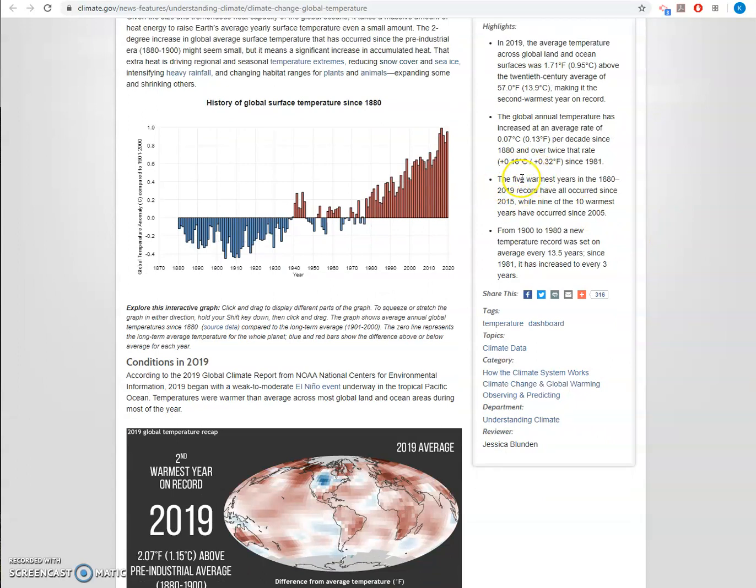We already know that 19 of the 20 warmest years ever recorded were since 2001, but the 5 warmest years in this time period from 1880, when we started recording data, to 2019 have all happened since 2015. So basically that's the last 5 years, you guys. 9 of the 10 warmest years ever happened since 2005.